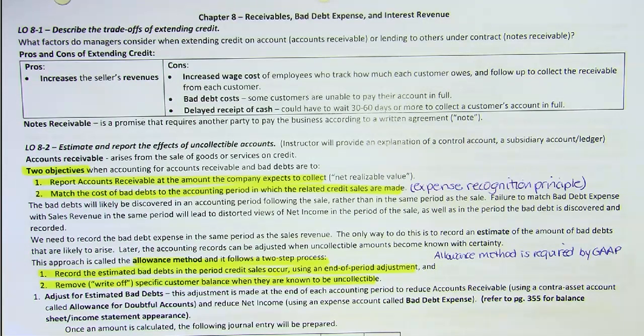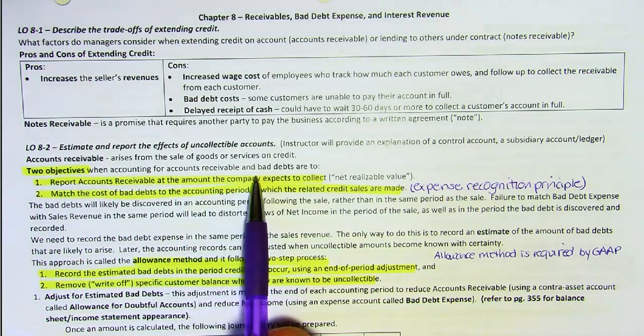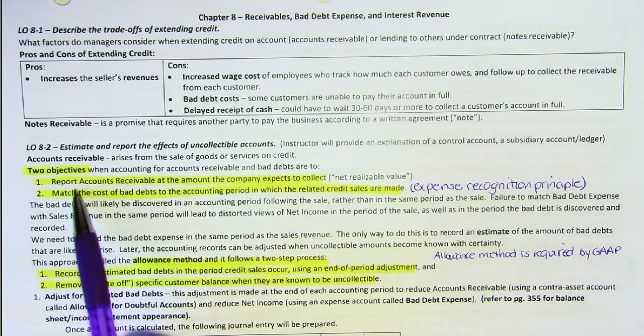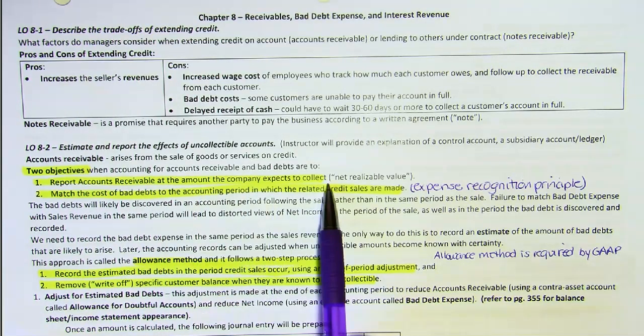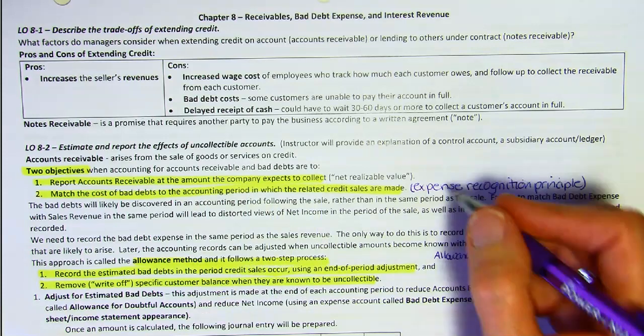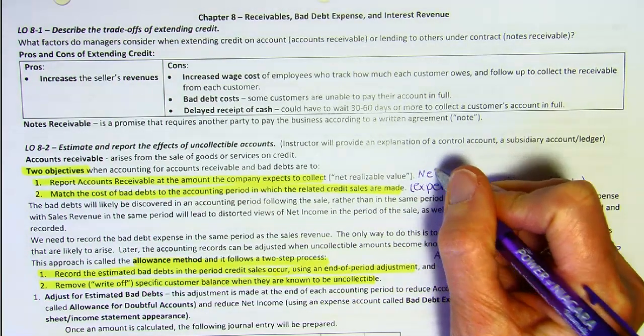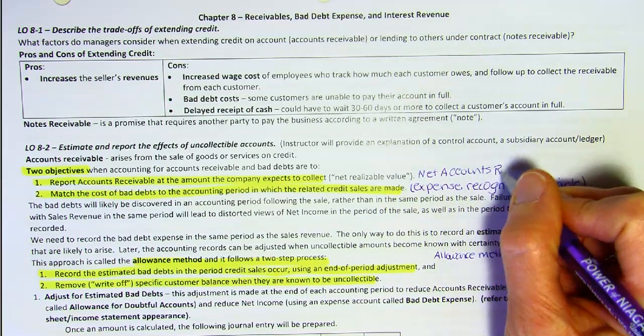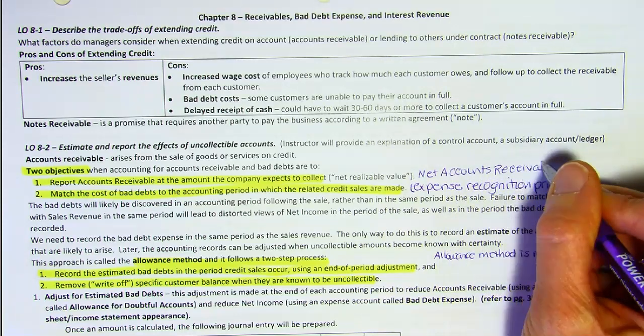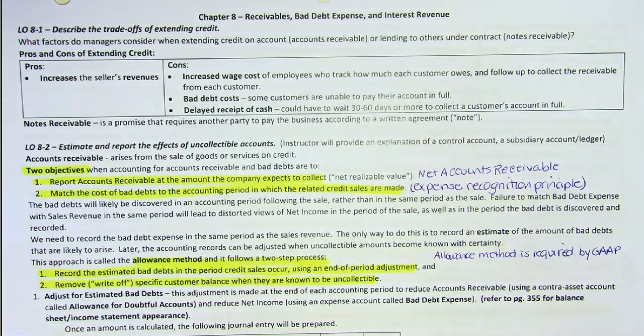Now, there are two objectives when accounting for accounts receivable and bad debts. First of all, you want to report accounts receivable in the amount the company really expects to collect. That's called the net realizable value, but it's also called the net accounts receivable. And the reason why this is so important is that a dishonest business person could leave old bad debts that they know they won't collect on their balance sheet in order to mislead others into thinking that they will be able to collect that money.